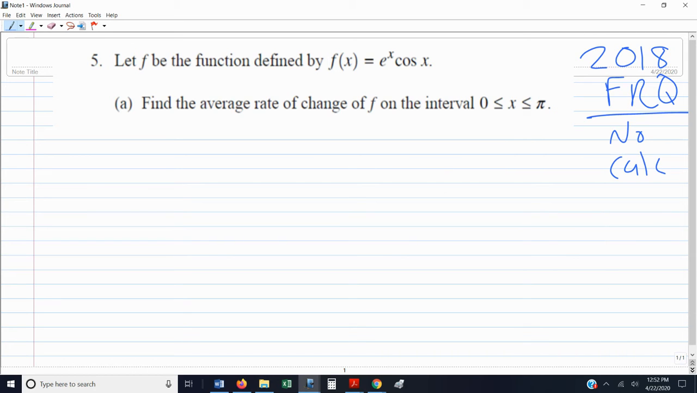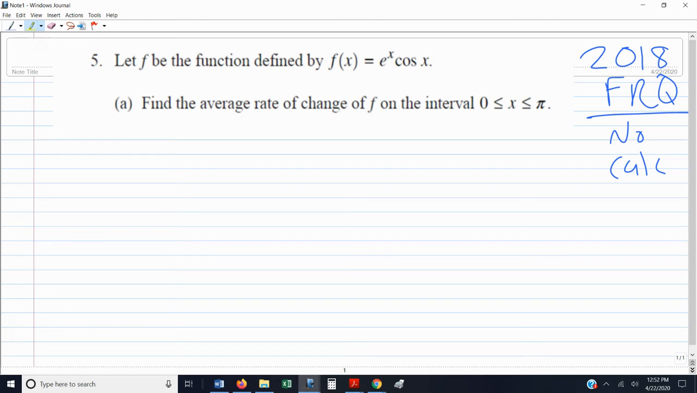All right, so number 5 says f is the function defined by f of x equals e to the x power times cosine of x. And part A is a pretty quick 1-point question. It says find the average rate of change of f on the interval 0 to pi.